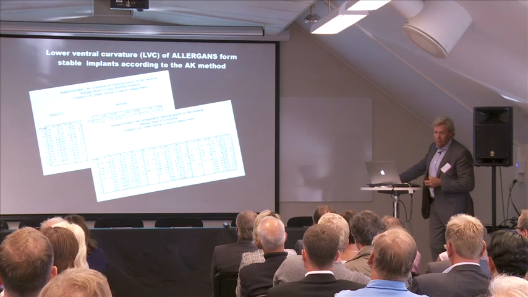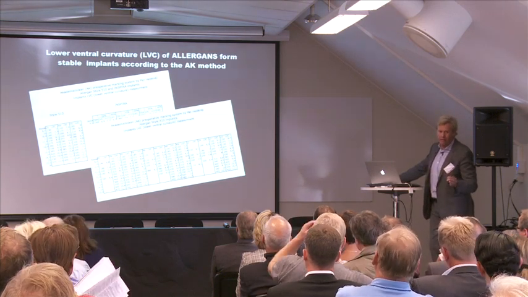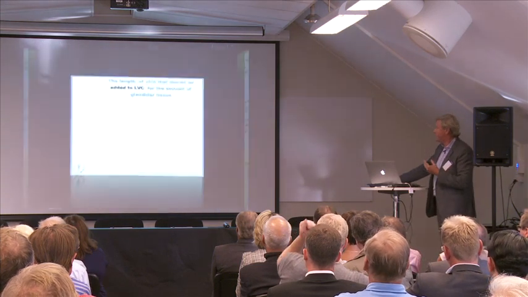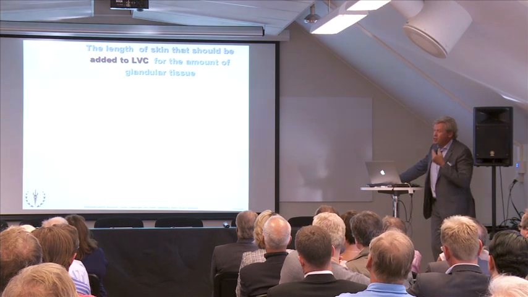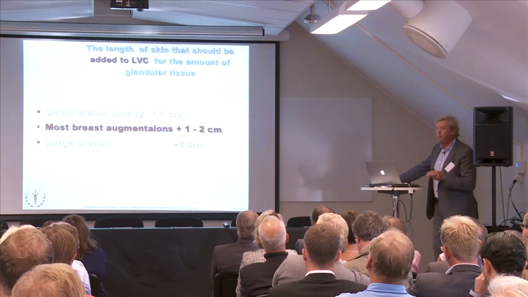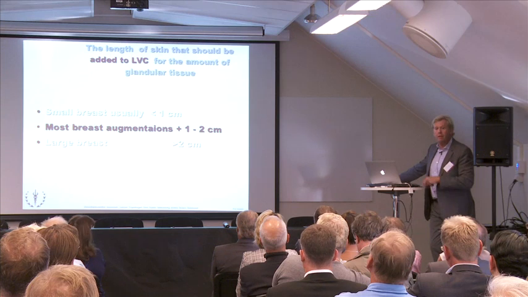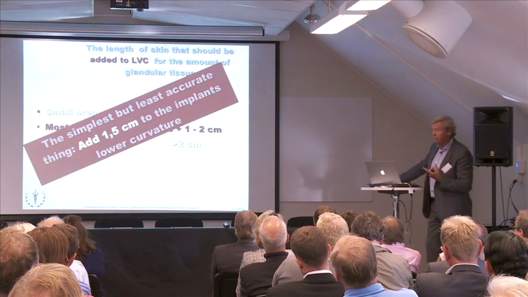The LVC values of implants can be calculated for every single implant, just by measuring it on a piece of paper. I've done it for Allergan's implants, which we have mainly been used to. Now, how much do we add for the gland, the difference between the red and the purple line? Well, I would say in a typical breast augmentation it is about 1 to 2 centimeters. If you make it really simple, you could add 1.5 centimeters to the LVC value of the implant.